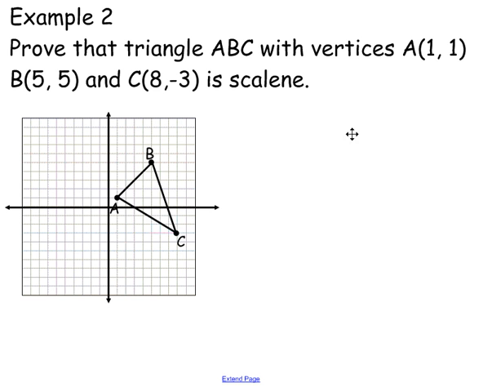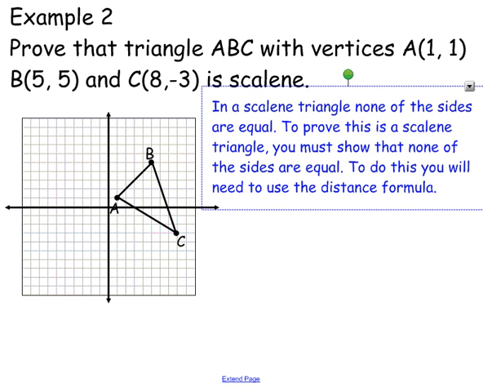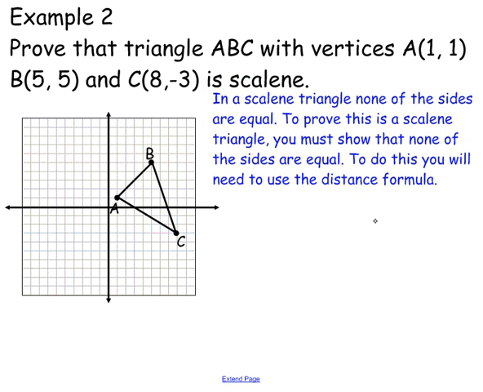Okay, so now, in a scalene triangle, none of the sides are equal. So to prove this is a scalene triangle, you must show that none of the sides are equal. To do this, you will need to use the distance formula. So you will need to find the distance of AB, the distance of BC, and the distance of AC. Let me just pause the video and I'll go ahead and do that.